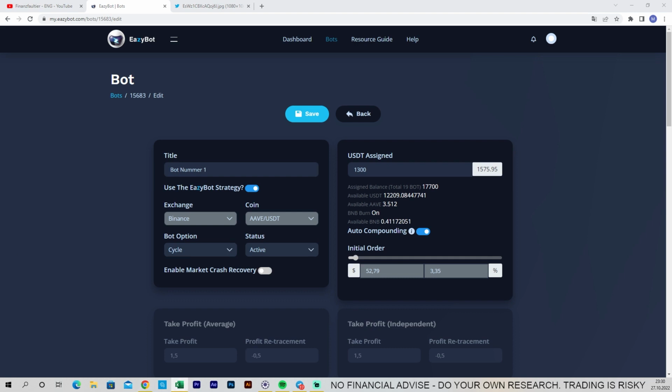I made a little Excel sheet about it. As you see, my assigned balance here on the EasyBot was $1,300. That's what I started with. Now we see a balance of $1,575.95. That's because all of the $275 of profit the bot made, it takes with auto compounding and now trades with this amount of money.